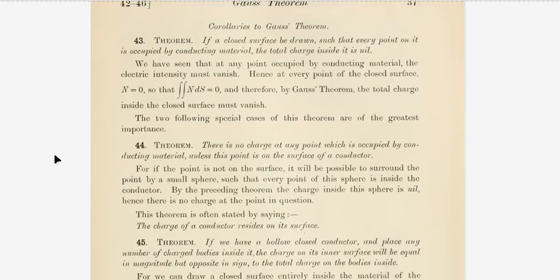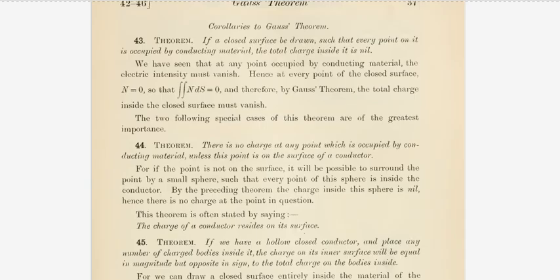43. Theorem. If a closed surface be drawn, such that every point on it is occupied by conducting material, the total charge inside it is nil. We have seen that at any point occupied by conducting material, the electric intensity must vanish. Hence at every point of the closed surface, N equals 0, so that the surface integral N ds equals 0, and therefore, by Gauss' theorem, the total charge inside the closed surface must vanish. The two following special cases of this theorem are of the greatest importance.